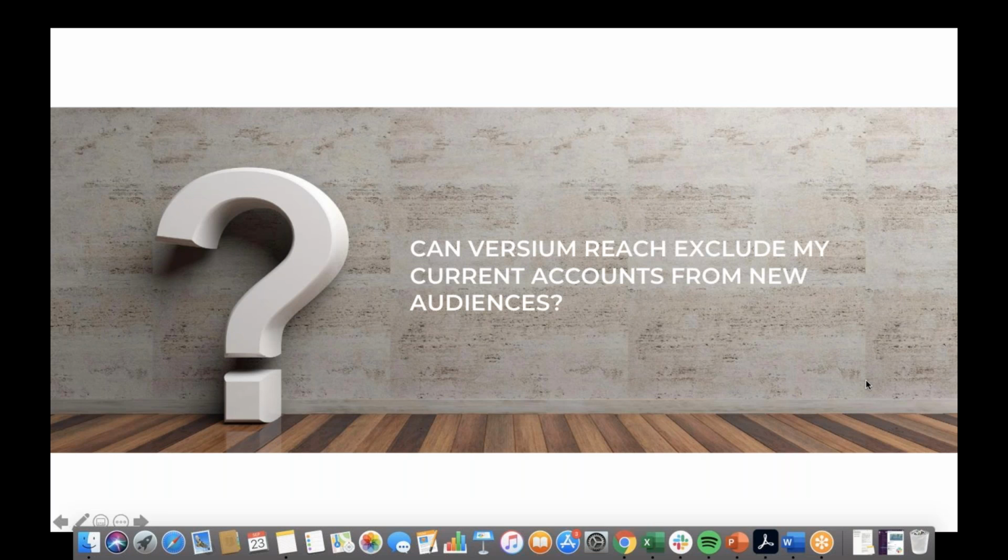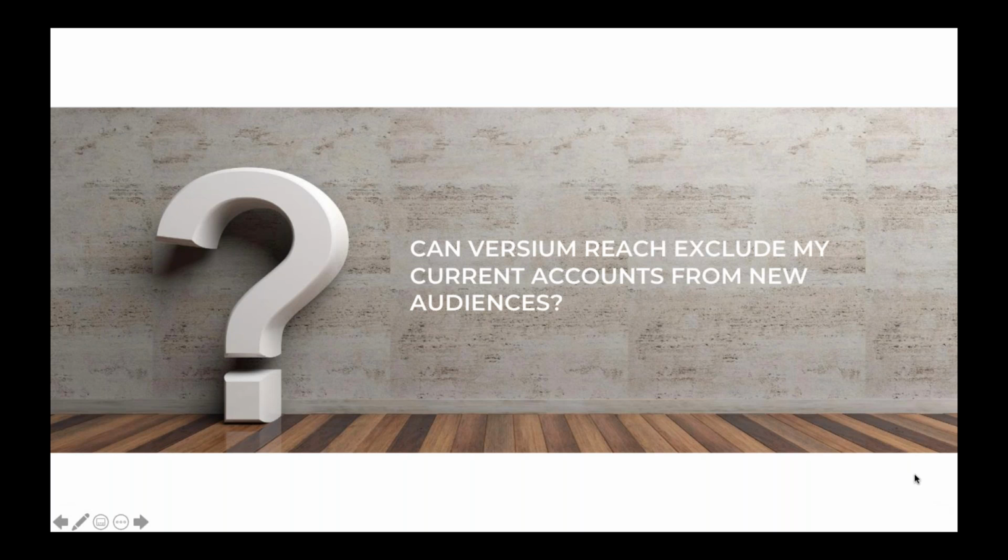Phil went over this a bit, but can Versium REACH exclude my current accounts from new audiences? Yeah, so we hear this question quite a bit, mostly that a client or a Reach user will have a list of their current customers that they want to make sure aren't included if they're, say, doing a lookalike or an account-based audience. So we give users the ability to upload either a list of emails or a list of domains that we can then use as a suppression list for any other audience within Reach.